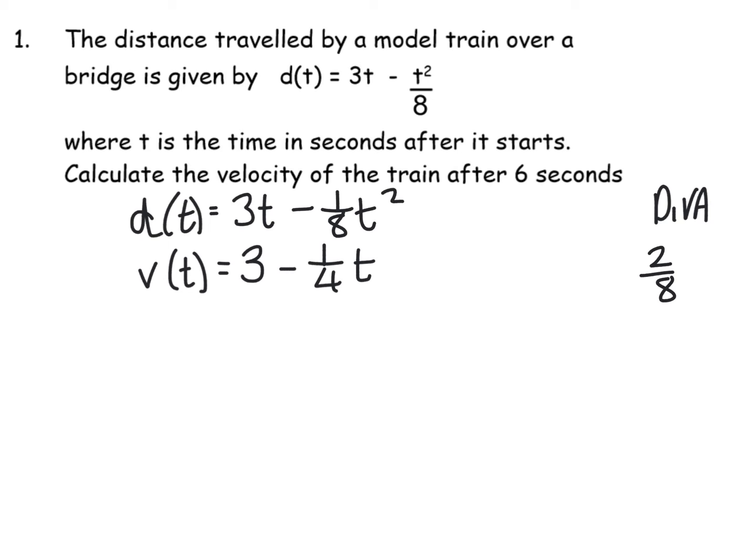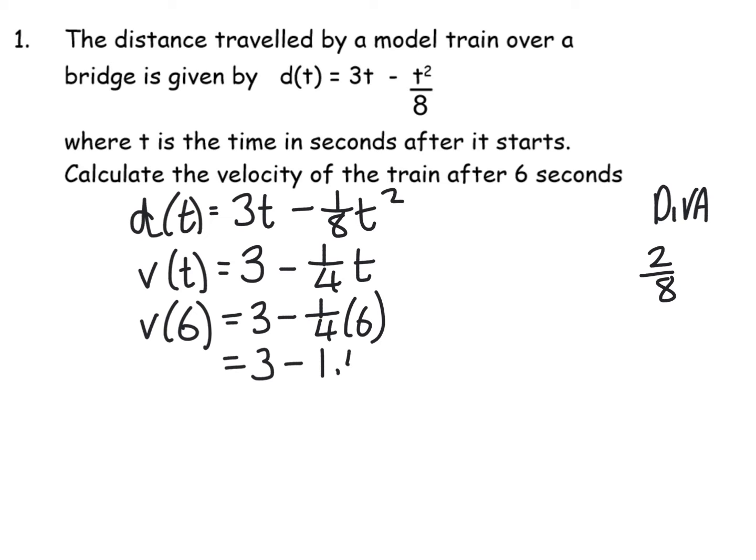We want the velocity after 6 seconds, so we have to do v of 6. We're just plugging in the number 6. So we've got a quarter times 6, which is 3 take away. Now, I sometimes use fractions, but this is quite easy to turn into a decimal. A quarter of 6 is just 1.5. And then that would give me 1.5. My units would be, now they haven't told me the distance, so there's maybe a wee misprint in my question. So distance for a model train would probably be metres.